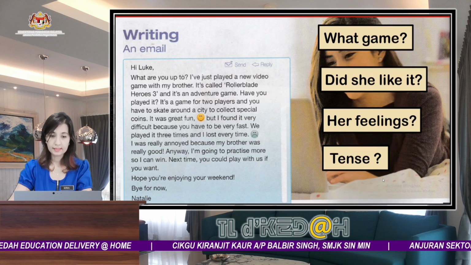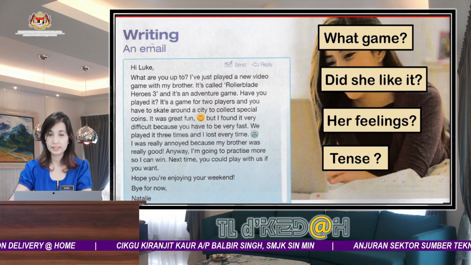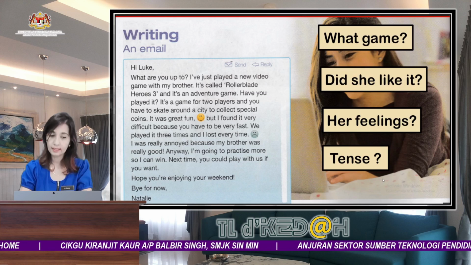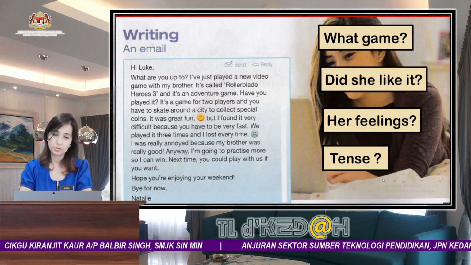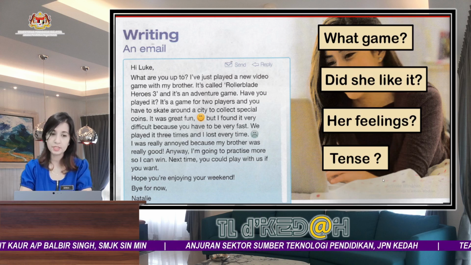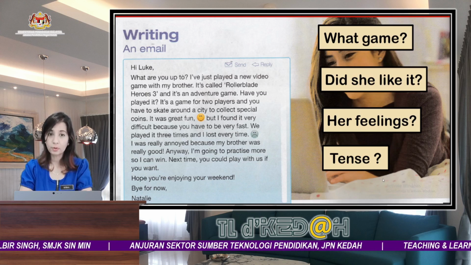Like this one, where it starts with "anyway, I'm going to practice." So this is what she's going to do, so we don't use past tense. Okay? Right. So be careful with your tenses, but not to worry too much, students. Okay, Form 2 students, not to worry too much. The most important thing is for you to respond to the question correctly.